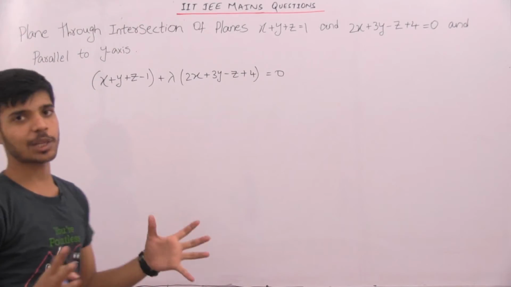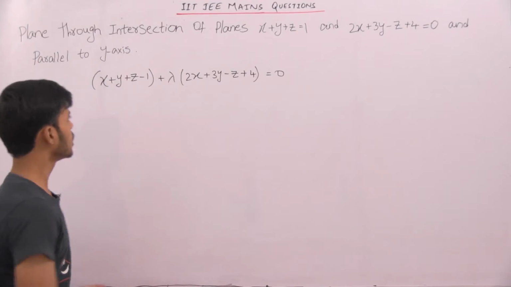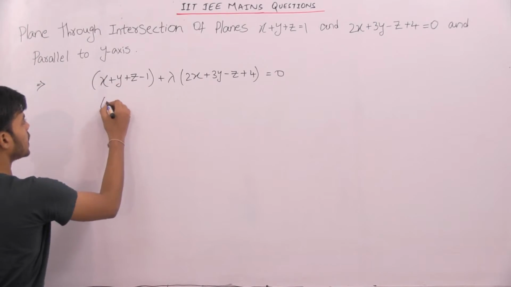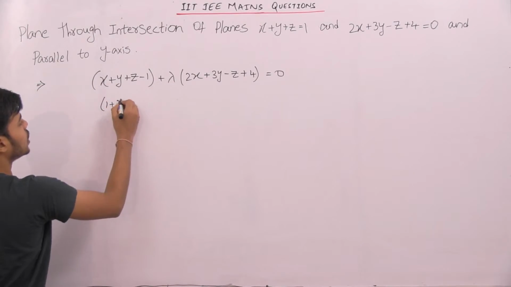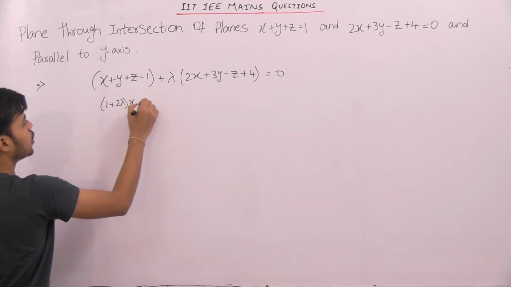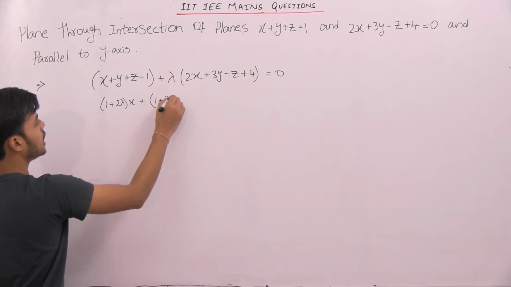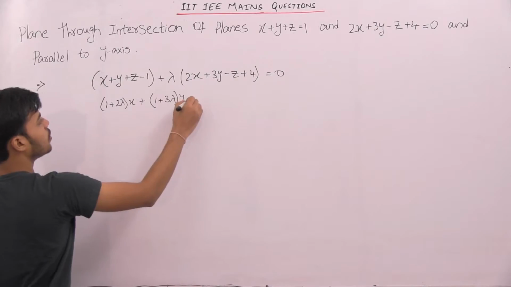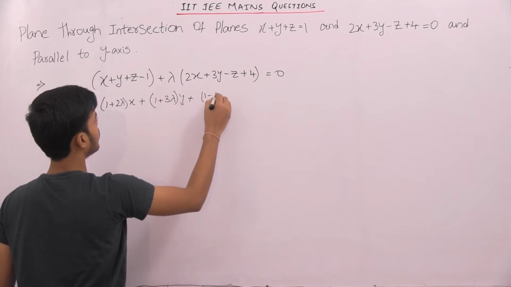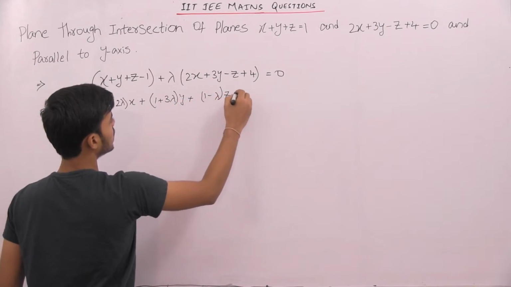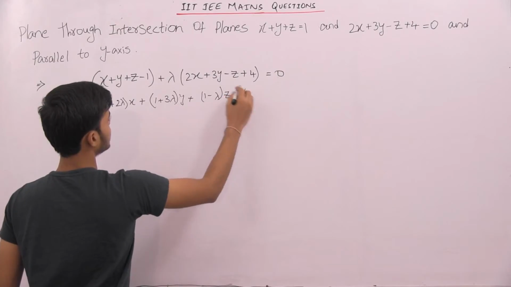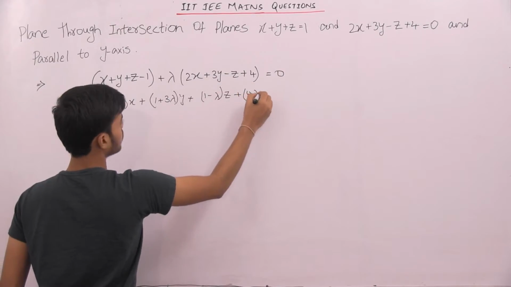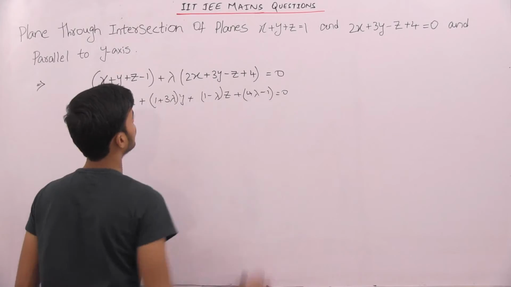So first let's separate this into x, y, z terms so that we can do it easily. It becomes 1 plus 2 lambda into x plus 1 plus 3 lambda into y plus 1 minus lambda into z, then the constants 4 lambda minus 1 equal to 0.